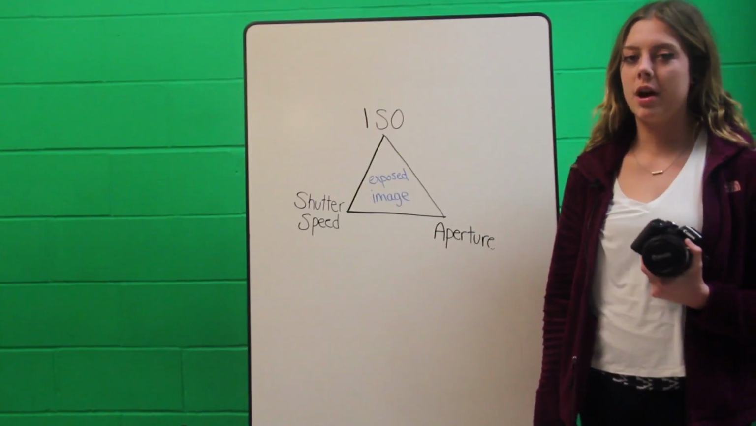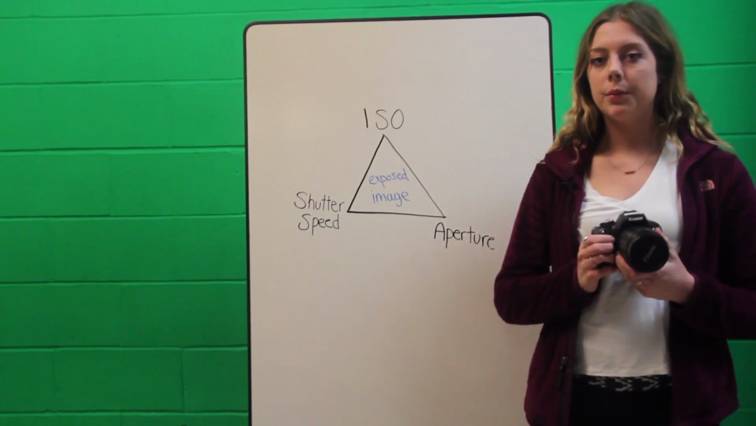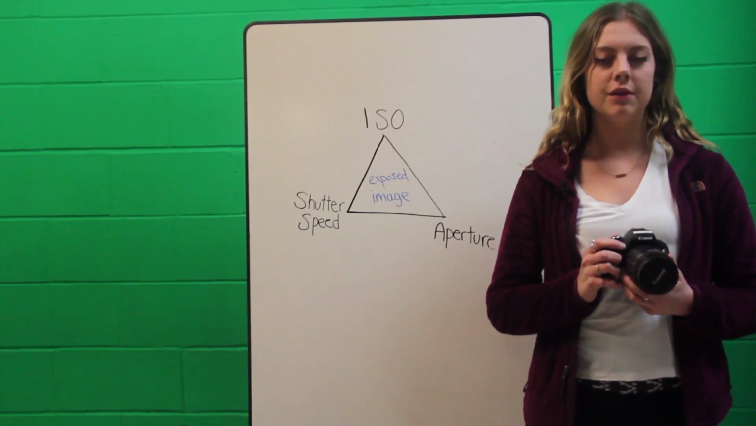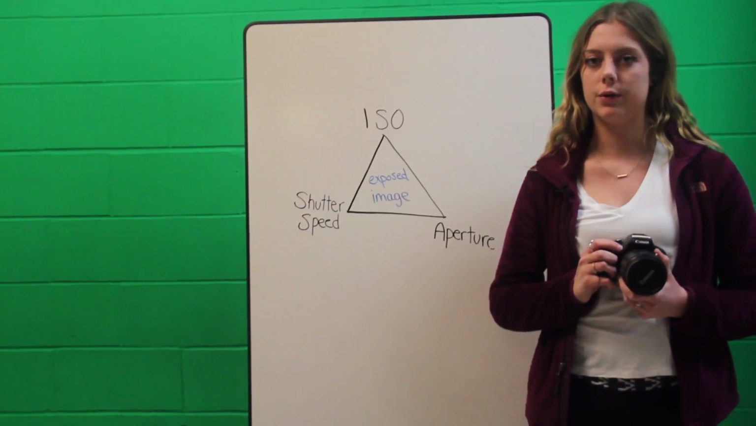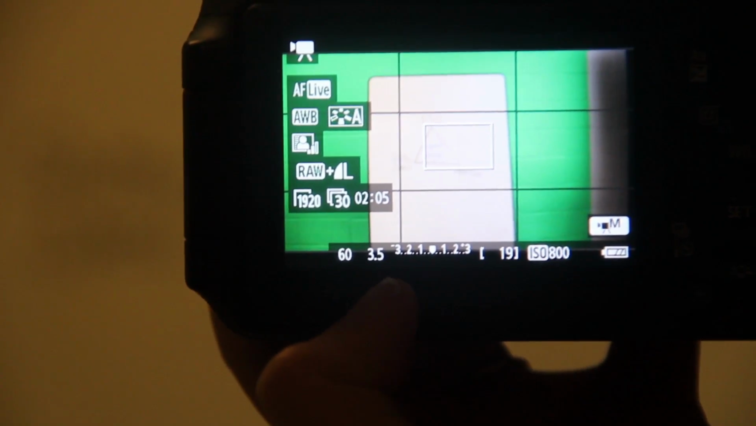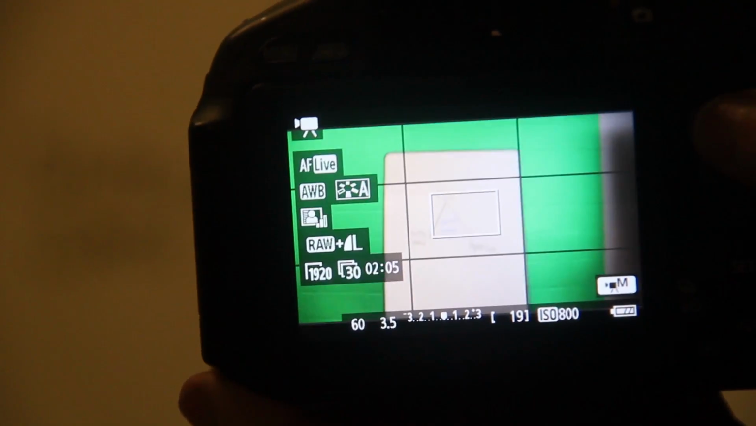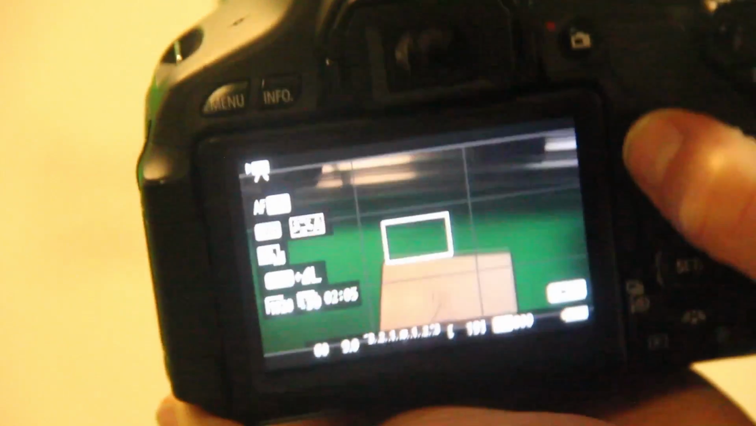The next part to a properly exposed image is aperture. Aperture is very important in controlling the depth of field of your image. If you don't know what depth of field is, depth of field determines what part of your image is in focus. The second number at the bottom of the screen, 3.5, is your aperture. Aperture is controlled by holding down the AV button and scrolling on the top of the DSLR.